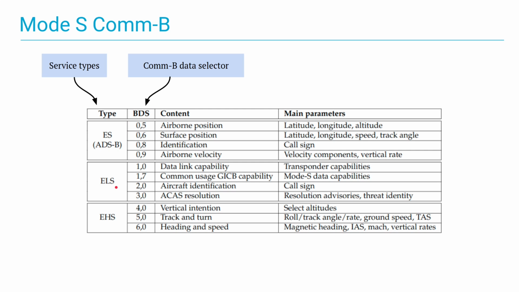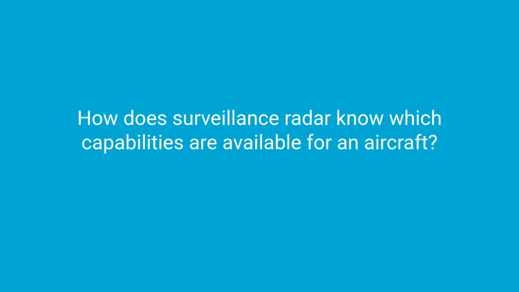Besides that, there are 2 main blocks of Mode S messages. ELS stands for Mode S elementary surveillance, which provides basic information related to aircraft. And EHS stands for Mode S enhanced surveillance, which provides advanced information such as selected altitude, speed, roll angle, track angle, heading, etc. Now that I have answered the question regarding the Comm-B capabilities, you may have another question in mind.